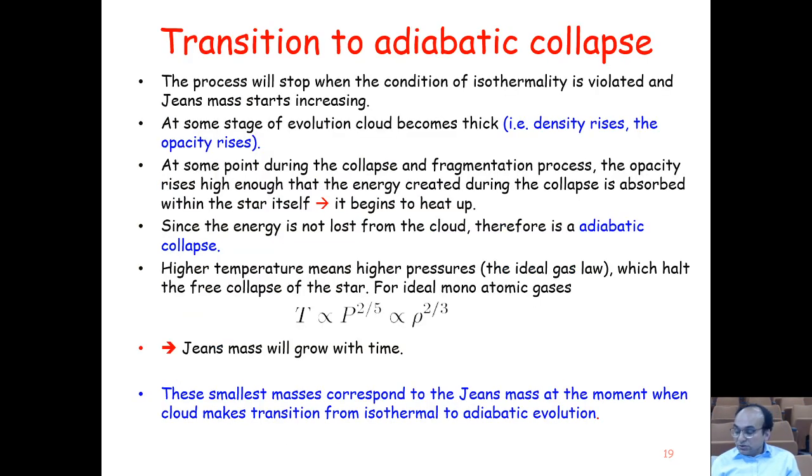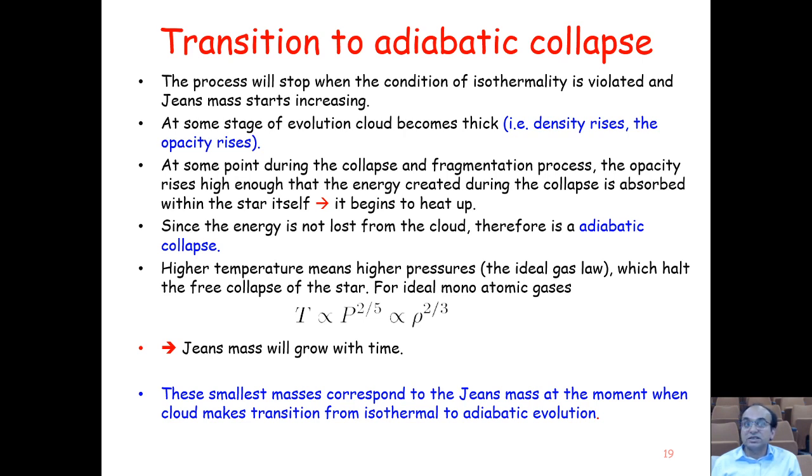So what stops it is the transition from the isothermal collapse that we have been seeing to the adiabatic collapse. The process will stop when the condition of isothermality is violated and Jeans mass starts increasing. At some stage the evolution of the cloud becomes thick, that is, density rises, hence the opacity rises high enough that the energy created during the collapse is absorbed within the star itself and it begins to heat up.